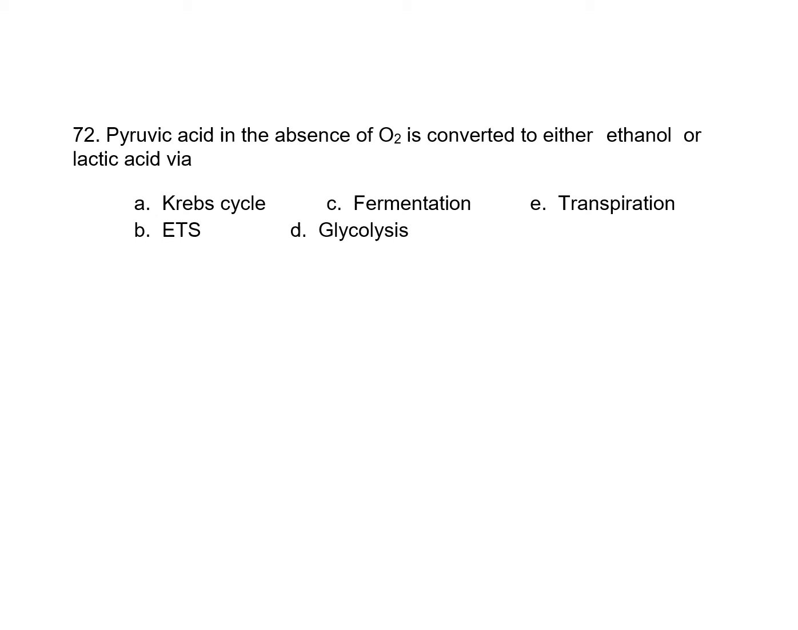Number 72. Pyruvic acid in the absence of O2 is converted to either ethanol or lactic acid via A. Krebs cycle, B. ETS, C. Fermentation, D. Glycolysis, E. Transpiration. The answer is fermentation.